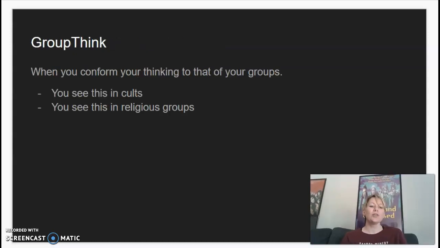Groupthink. When you conform your thinking to that of your group. I do not think religious groups are cults. Please don't look at this and be like, that's not it. It's just my examples because that's where I see this. I just watched the Waco special on Netflix. Highly recommend if you have not seen it. But there were smart people in that group. People that knew what a cult was.